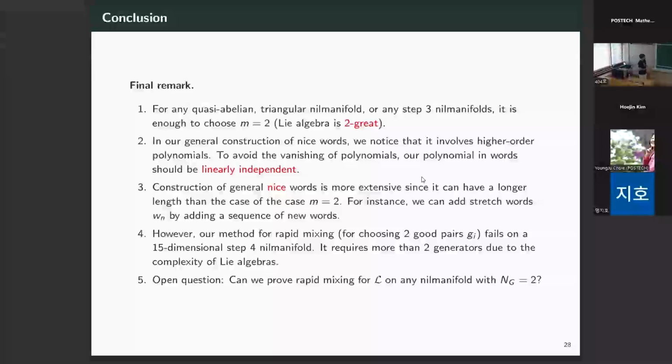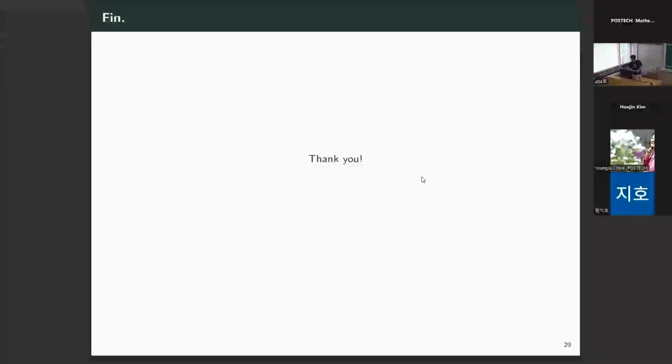And for number 4, we also construct step 4, 15-dimensional. In general manifolds, we believe the lower bound on the number of elements we need should be 2, but with our method we couldn't prove it. So I will finish there.